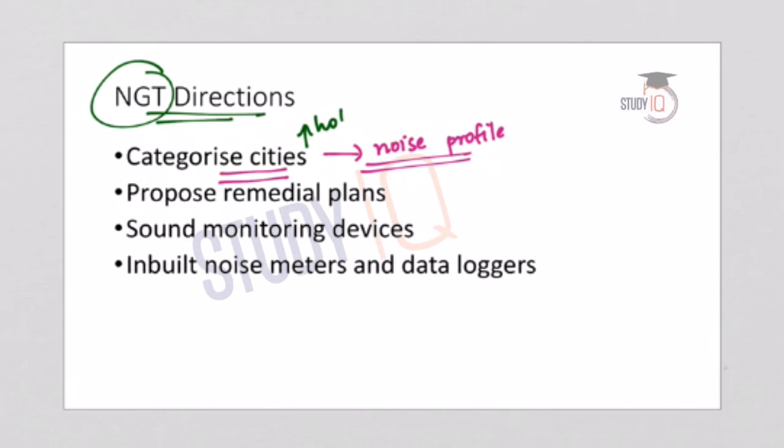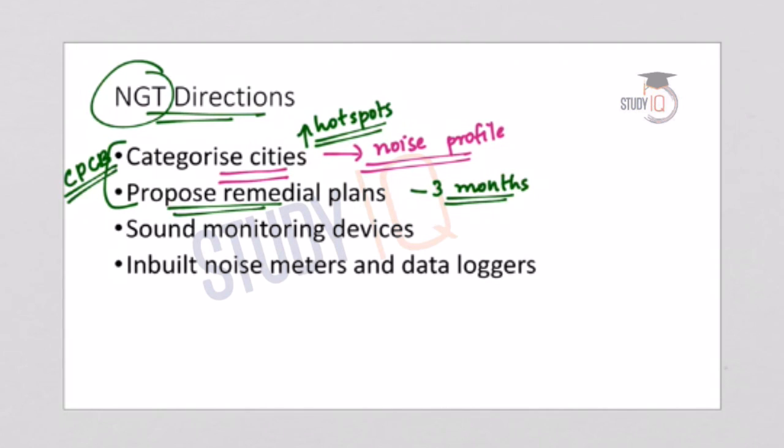So, identification of hotspots based on the classification is the first direction given by the National Green Tribunal to CPCB. Secondly, CPCB has also been asked to propose remedial plans for noise pollution within 3 months. So, a time period of 3 months has been given by the National Green Tribunal to CPCB in order to propose remedial plans to control noise pollution in the noisy hotspots and those cities which have maximum noise pollution. Now, these are the directions given to CPCB, or the Central Pollution Control Board.